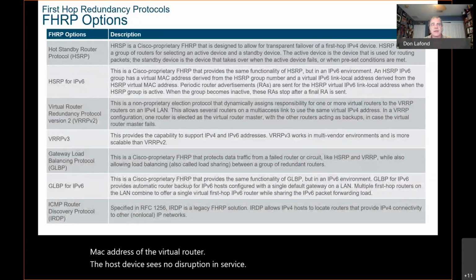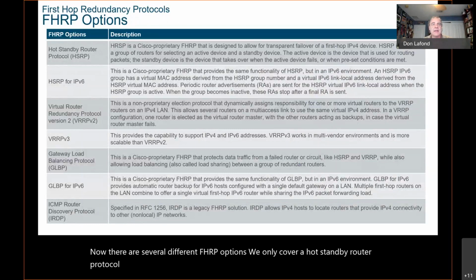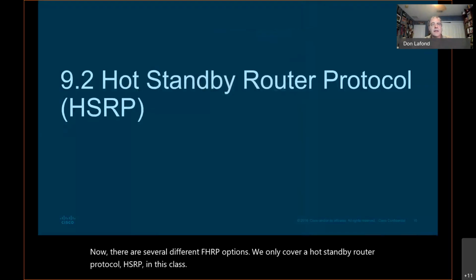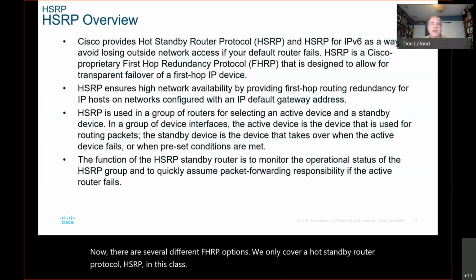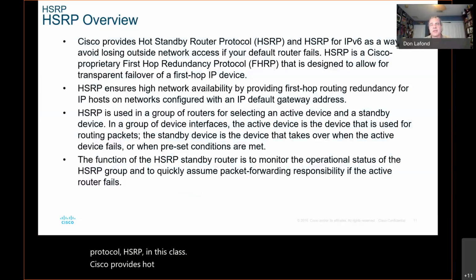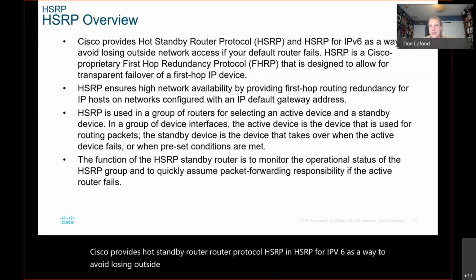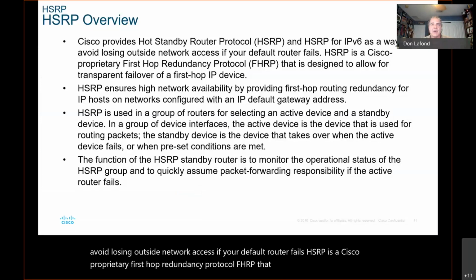Now, there are several different FHRP options. We only cover the Hot Standby Router Protocol, HSRP, in this class. Cisco provides Hot Standby Router Protocol, HSRP, and HSRP for IPv6 as a way to avoid losing outside network access if your default router fails. HSRP is a Cisco proprietary first-hop redundancy protocol, FHRP, that is designed to allow the transparent failover of a first-hop IP device.